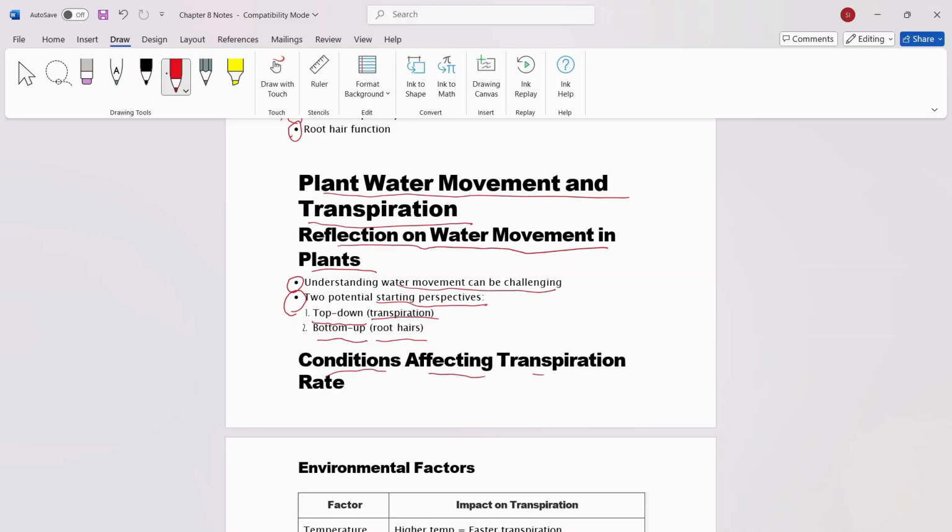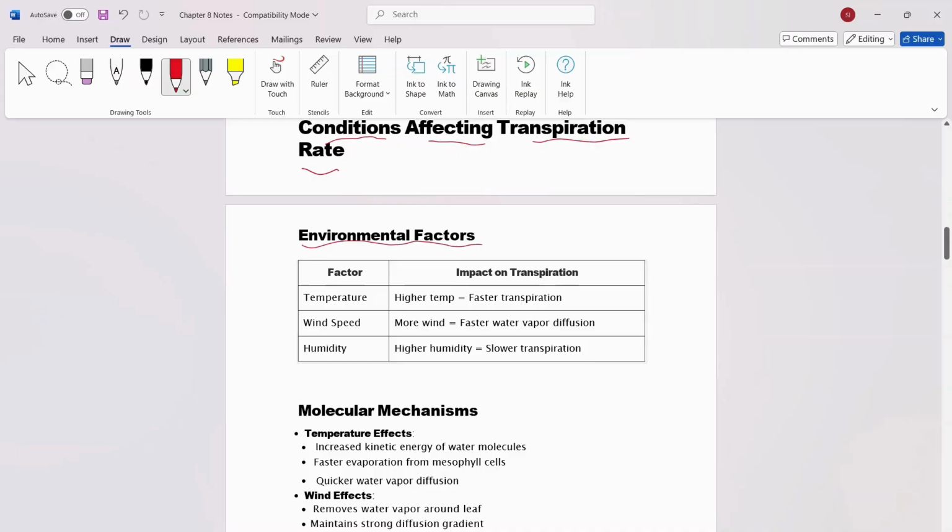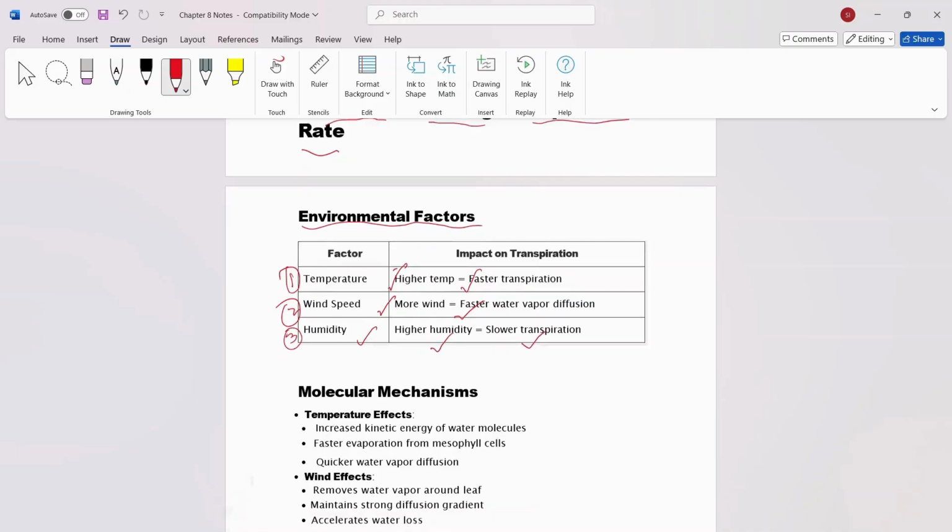Conditions affecting transpiration rate. Environmental factors. Number 1, temperature: higher temperature, faster transpiration. Wind speed: more wind, faster water vapor diffusion. Humidity: higher humidity, slower transpiration.